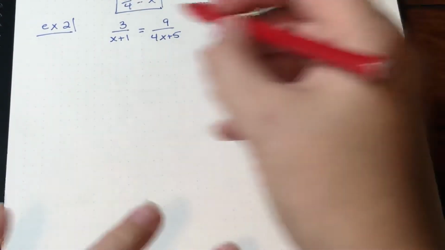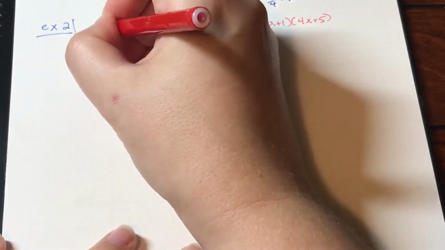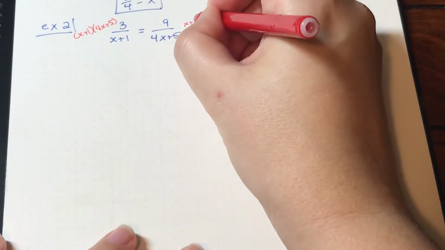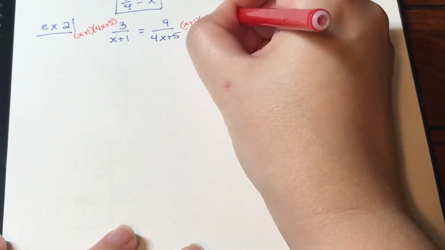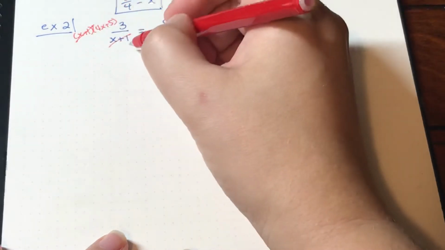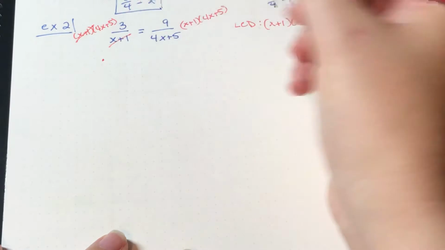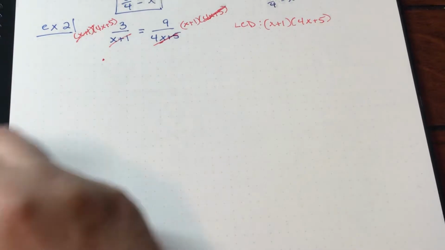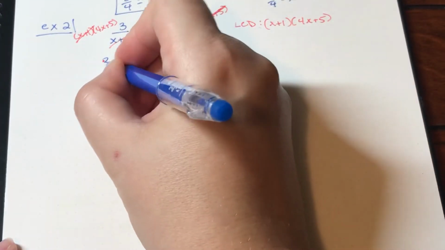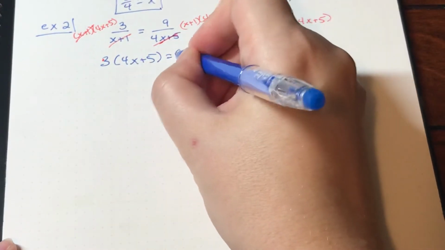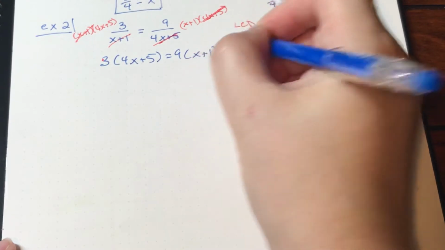So I'm going to multiply both sides by x plus 1 times 4x plus 5. And then here the x plus 1s divide to make 1, and here the 4x plus 5s divide to make 1. So now I'm left with 3 times 4x plus 5 equals 9 times x plus 1.